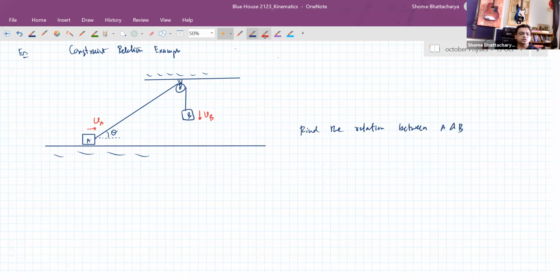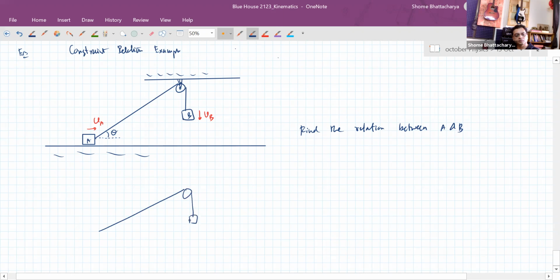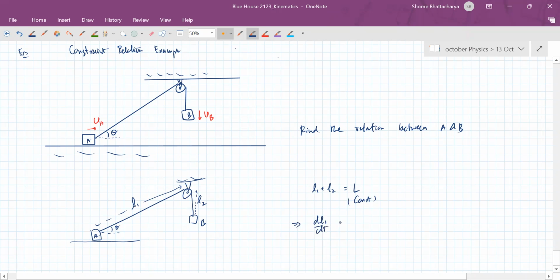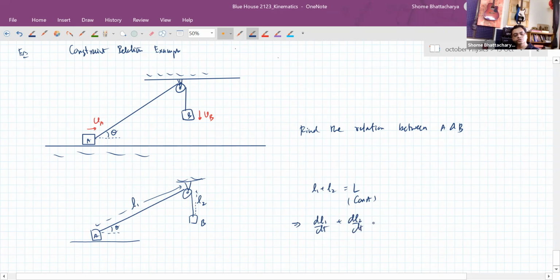So the idea we can use here is that in this diagram, forget about the rest of the things in the system. Take this part of the length of the thread to be L1 and this part of the length of the thread to be L2. So L1 plus L2 is the total length of the thread, which is constant. So we have dL1 by dt plus dL2 by dt should be 0.